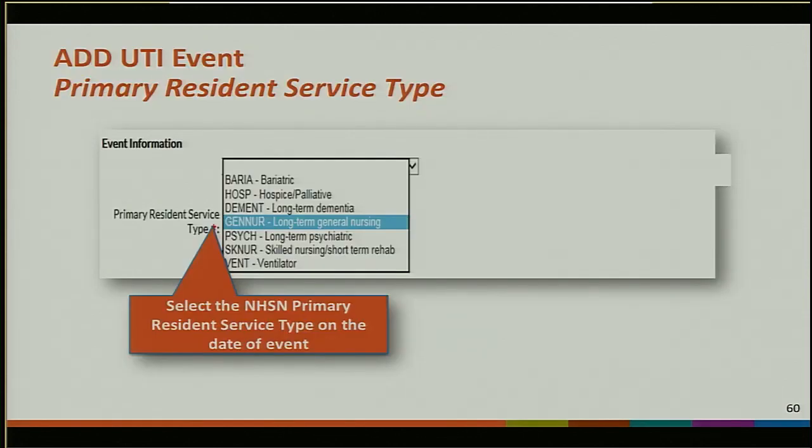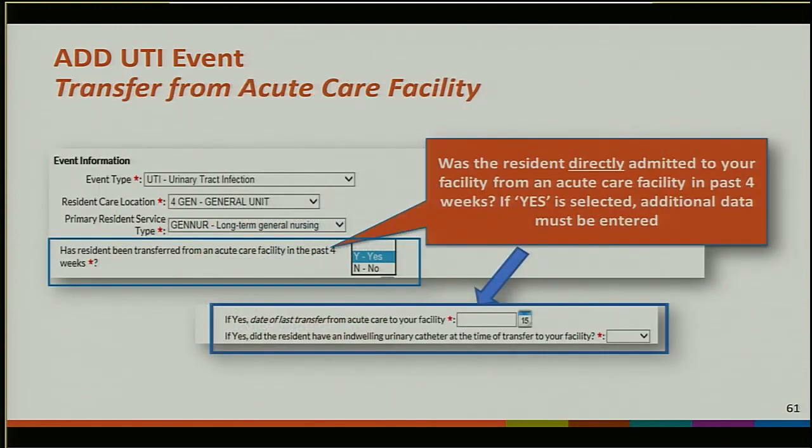Once you select the location, then you're going to select the primary resident service type, which corresponds to the location that you selected. And then here's that same question. Has that resident been transferred from an acute care facility in the past 4 weeks? If you say yes, then you're going to get another box that asks you to be specific about the date of transfer. And then you're going to be asked, did the resident have an indwelling catheter at the time of transfer to your facility?